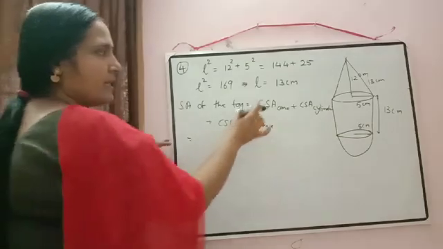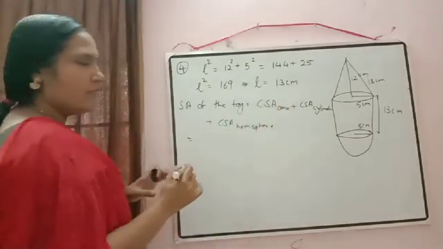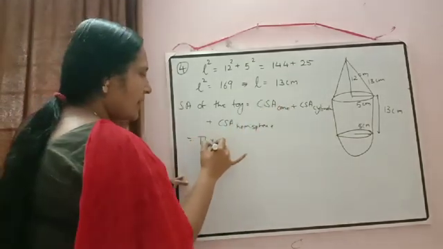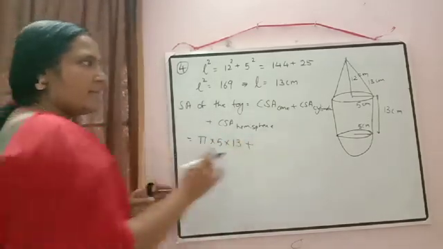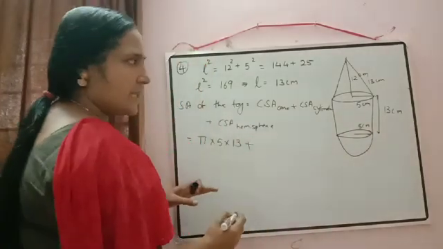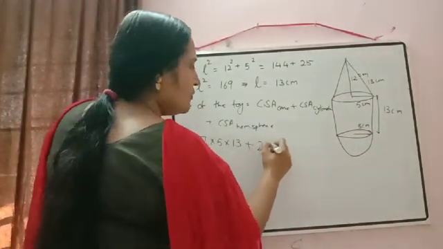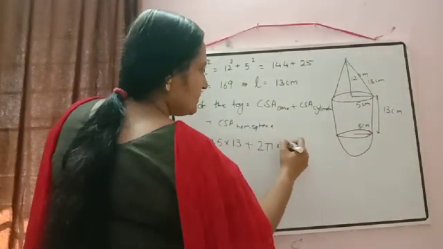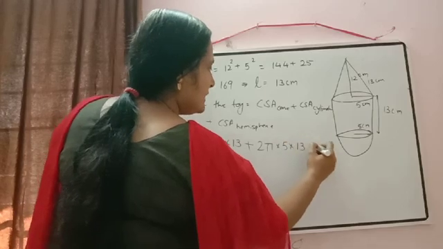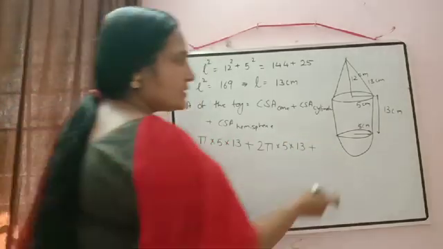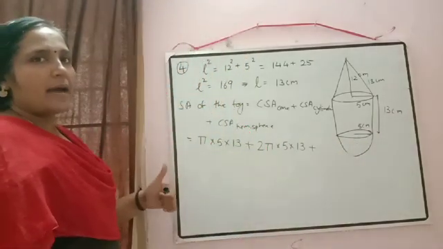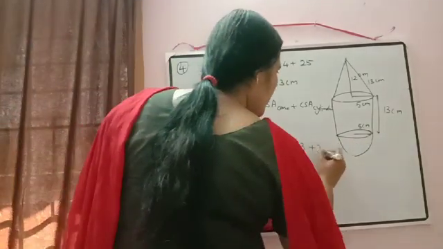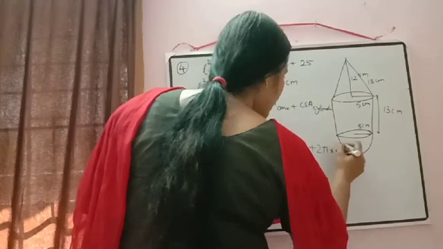Now we'll substitute the value. Curved surface area of cone, formula is pi RL. So pi into 5 into 13, plus curved surface area of cylinder, formula is 2 pi RH. So 2 pi into 5 into 13, plus curved surface area of hemisphere, that is 2 pi R square. So 2 pi into 5 square.